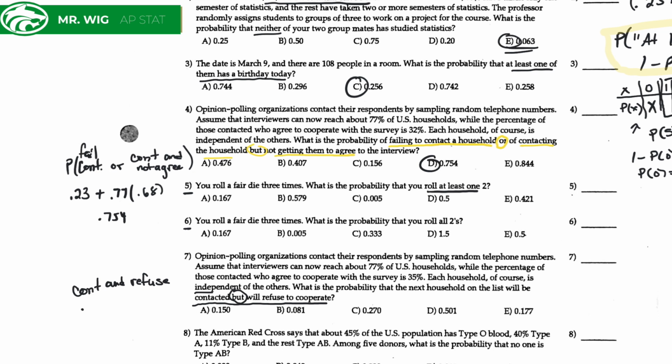Contacting is 0.77, but refused to cooperate would be 0.65, because that's the complement of 0.35. So here again, we are just going to be multiplying. That's going to give us 0.5005, which turns out to be D.